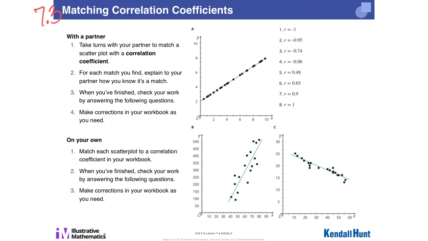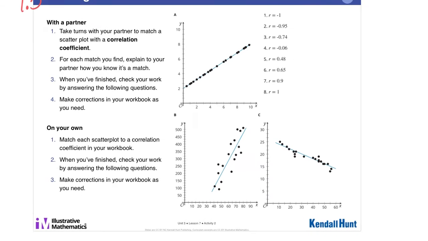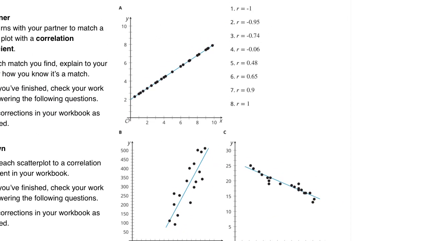So in the rest of activity 7.3, now that you've taken your notes, you can complete the rest of it with a partner, or you can complete it on your own. And the instructions are going to be slightly different depending on what you do. Now, what we're going to have is a whole bunch of scatter plots and a whole bunch of values for the correlation coefficient. And you're going to be matching which correlation coefficient goes with which scatter plot.